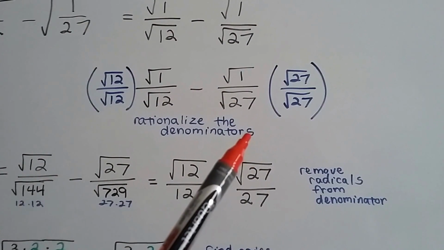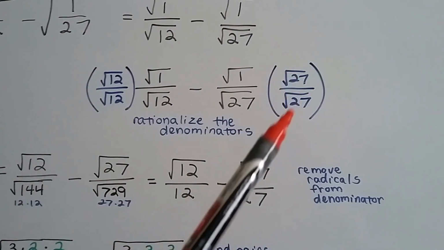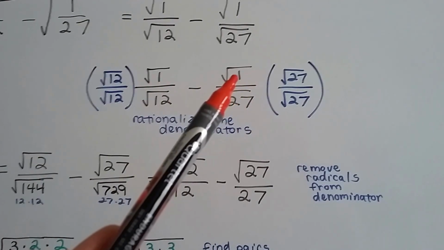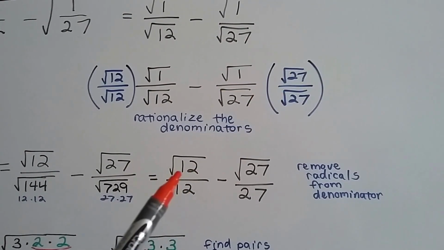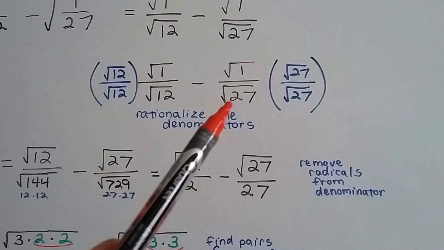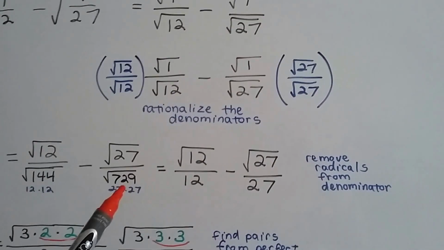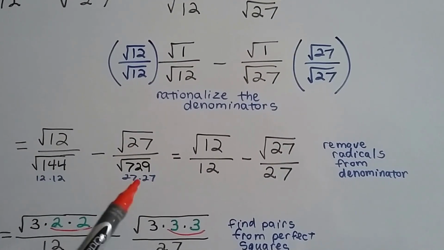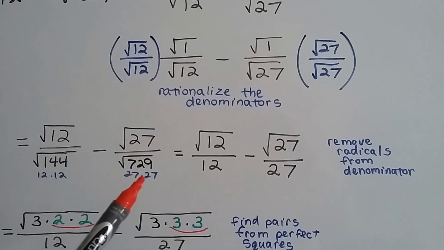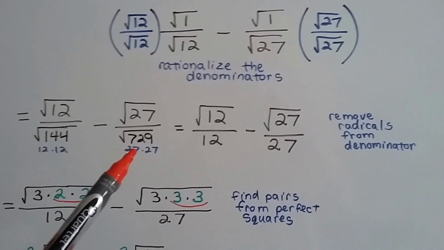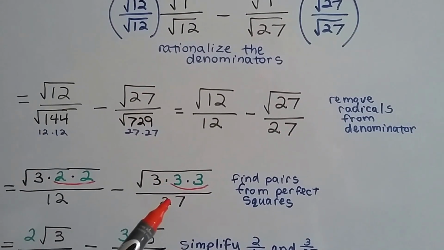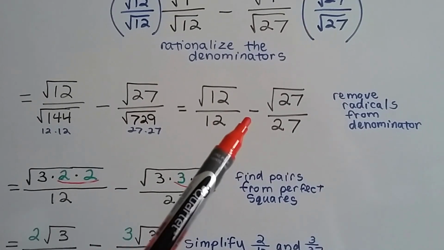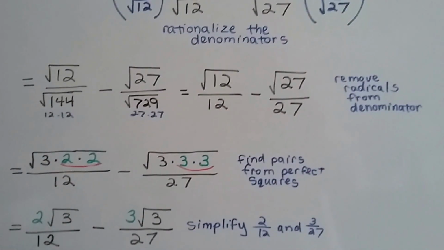We have to rationalize this denominator, so we multiply denominator over denominator on this side, and we get the square root of 1 times the square root of 27 is the square root of 27, and the square root of 27 times the square root of 27 is the square root of 729, which is 27 times 27, right? So we can pull the 27 out and put it here, see? So now we've got the square root of 12 over 12 minus the square root of 27 over 27.